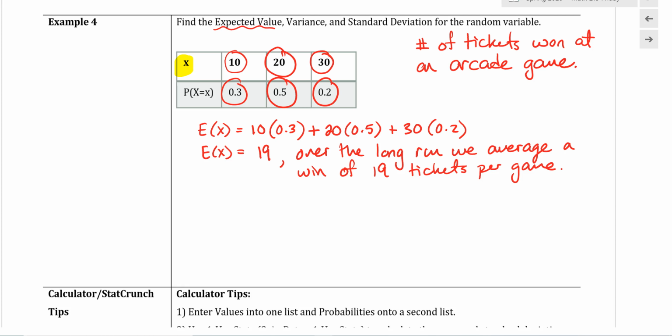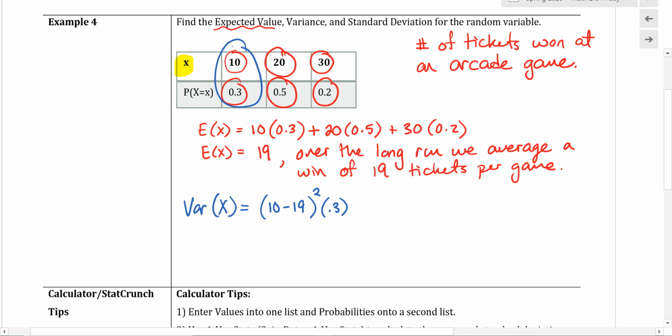Okay, let's do the variance. The variance of random variable x. If you look back on the previous page, we were supposed to find out how far every data value is from the expected value. So I want to take 10 minus 19. That's how far the data value is from the expected value. I'm supposed to square that so we don't have to worry about some being positive and some being negative. And then I'm supposed to multiply by the probability of getting that particular data value.